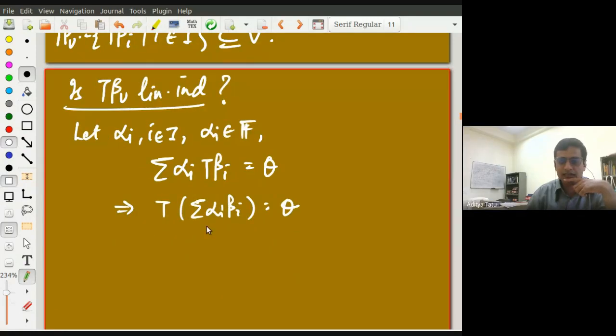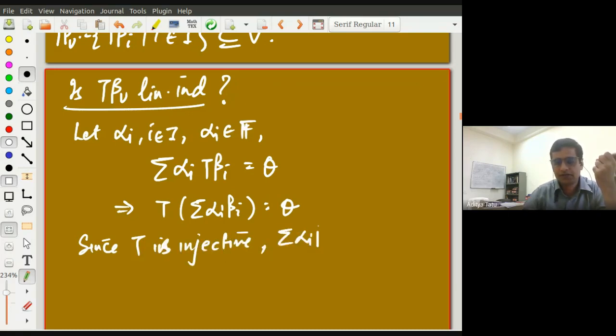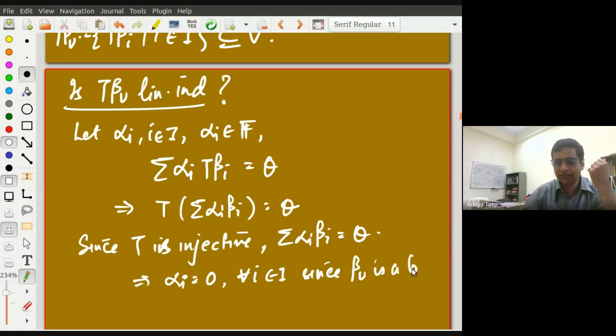Okay. So there's one more thing left, right? T maps theta to theta, but can it map anything else to theta? No, sir. Since T is injective, this implies summation alpha i beta i has to be 0 or theta. But then this implies all alpha i's should be 0 since beta u is a basis. So therefore, what have we shown? We've shown that T beta u is linearly independent in V.